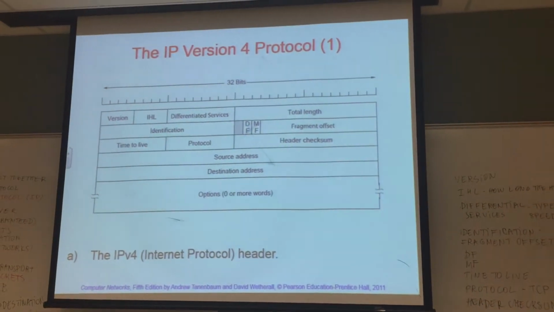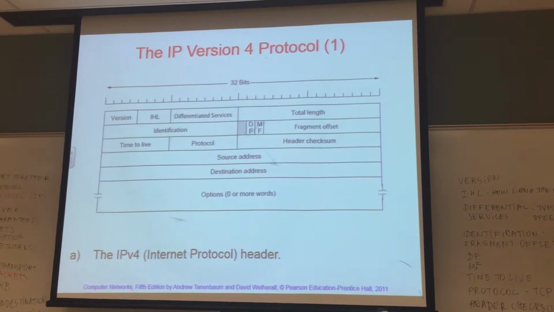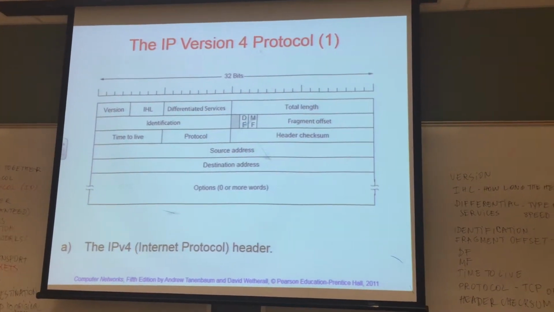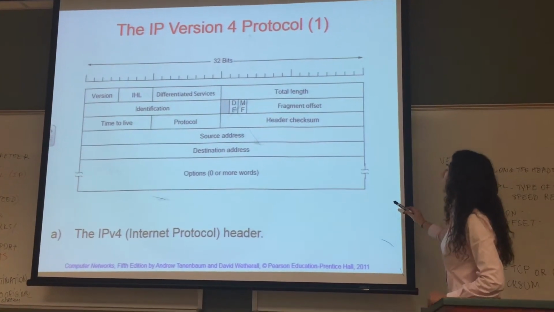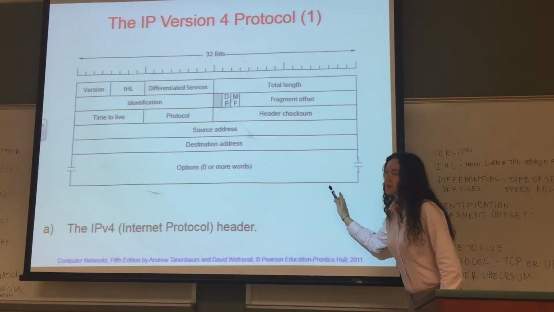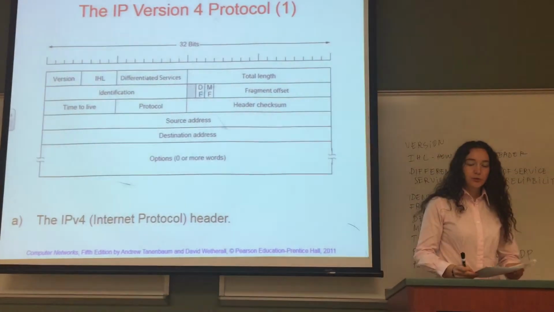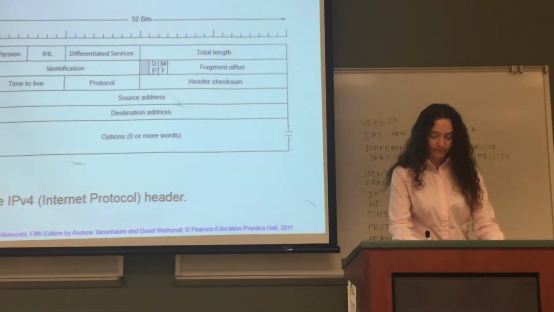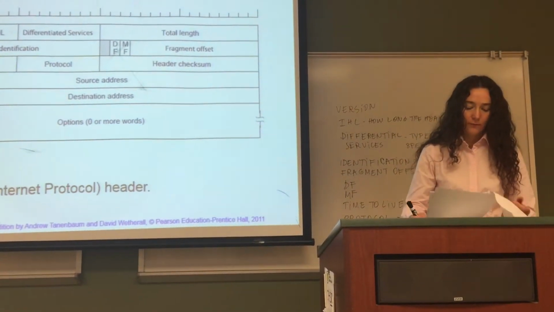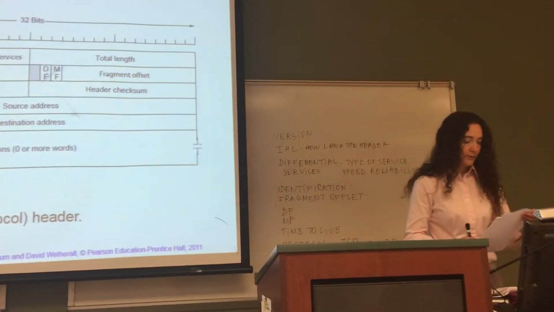The options field at the end is of variable length. This was left with regard to future works. It was allowed to provide some options for future use and also for backwards compatibility.